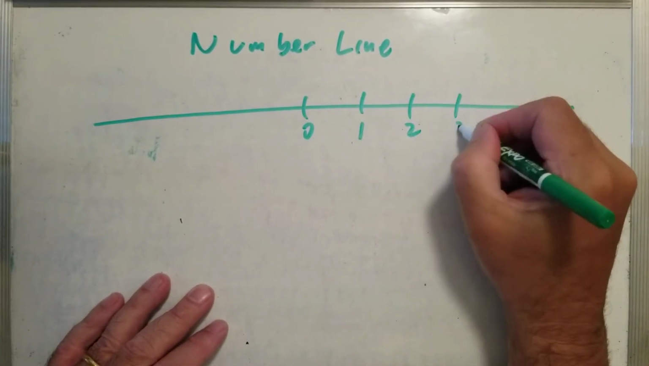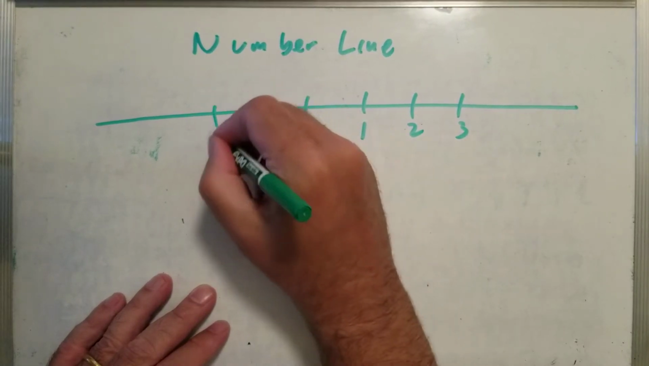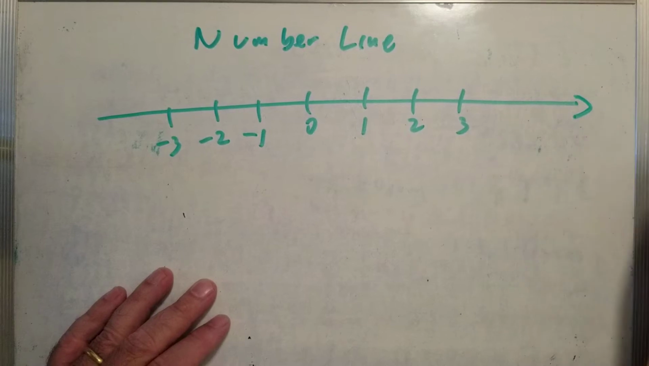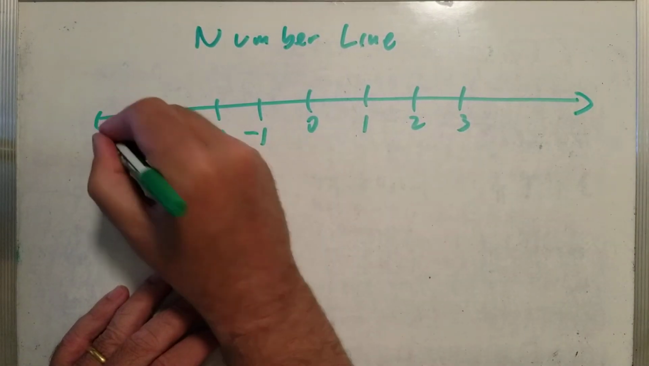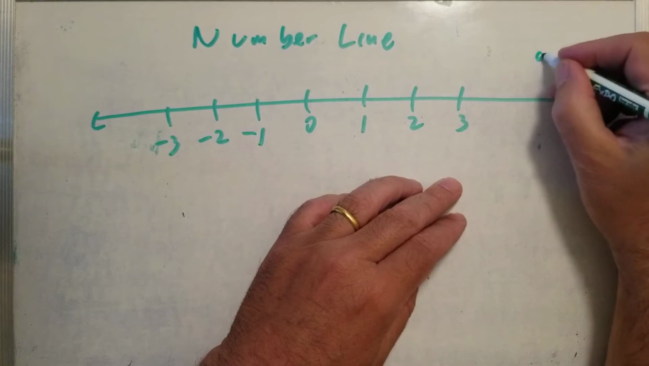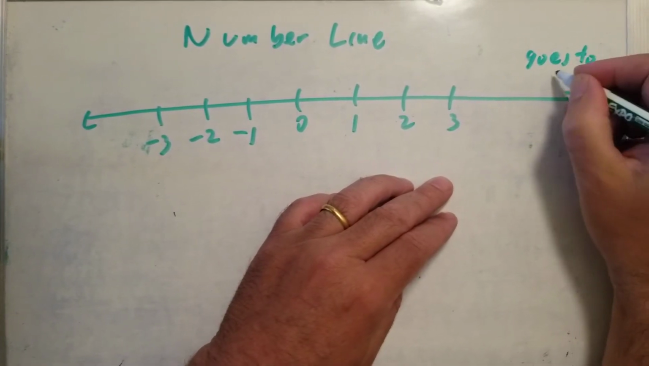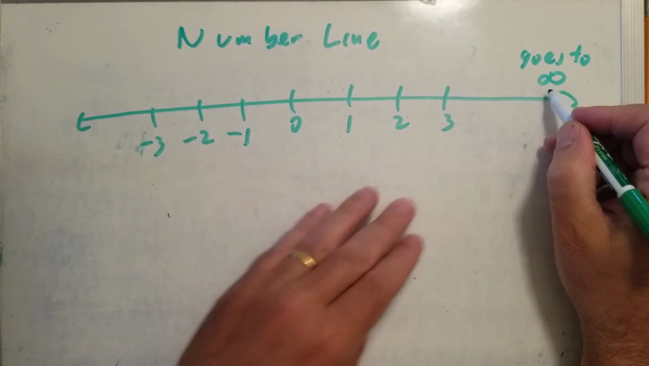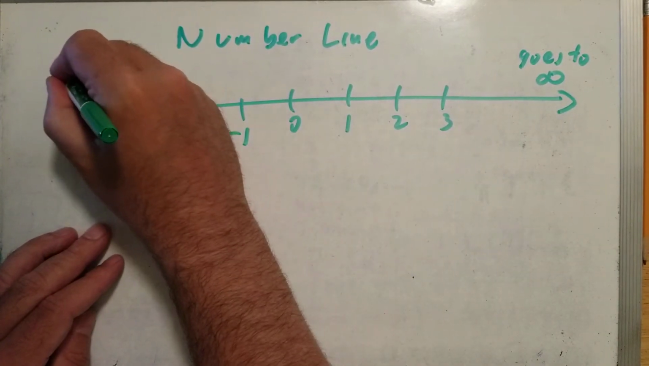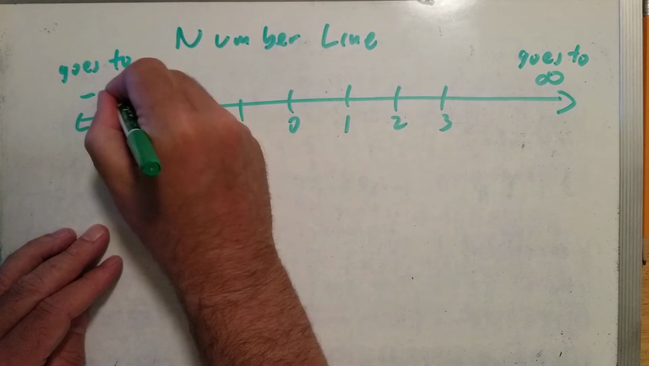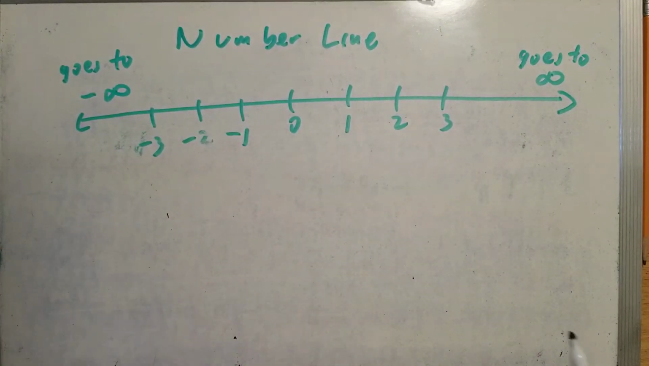1, 2, 3, -1, -2, -3. And the thing is, it goes on forever and ever and ever in both directions. And the symbol we use to show that is a sort of sideways 8, which is infinity, and on this side it goes forever and ever, and it goes to negative infinity on that side.